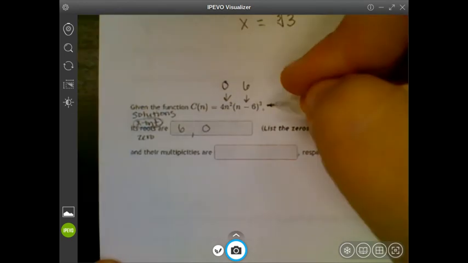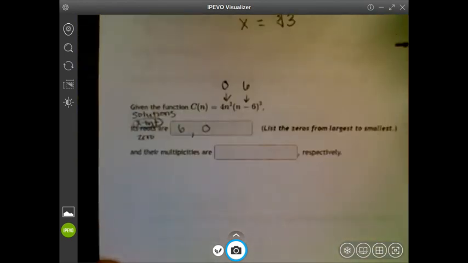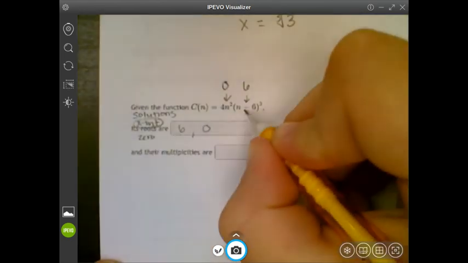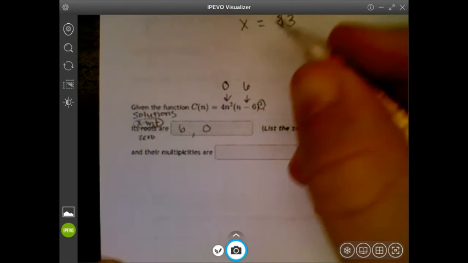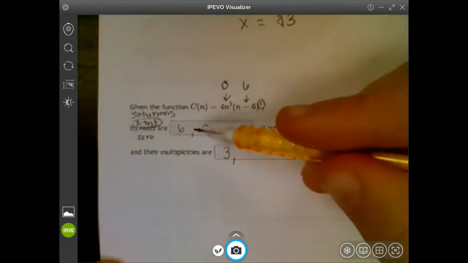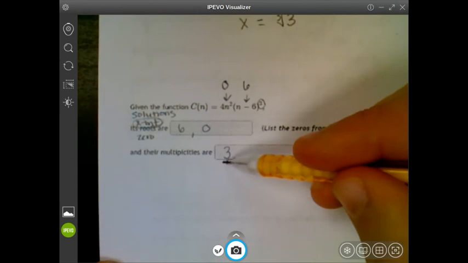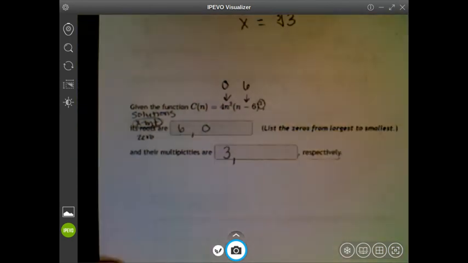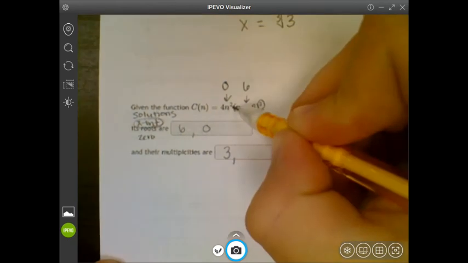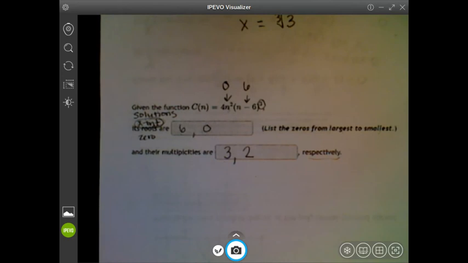Multiplicities are the powers on these zeros. So when you have different multiplicities, your graph is going to behave differently at those zeros. So this 6, the one in the front, it has a power of 3, so its multiplicity is 3. When it says respectively, it means go in order. So whatever order you put them in here, you put them in order here, the same. The 0 was in an n squared, and so its multiplicity is 2.